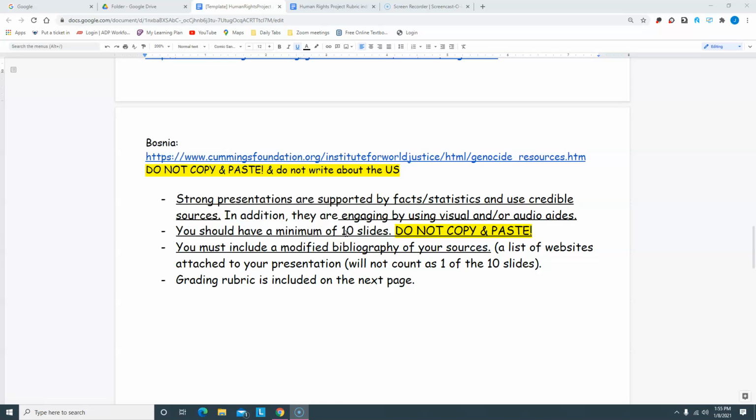You must include a modified bibliography of your sources. So this is a list of websites attached to your presentation, and this slide does not count as one of your 10 slides. There's also a grading rubric, and it's included on the next page.